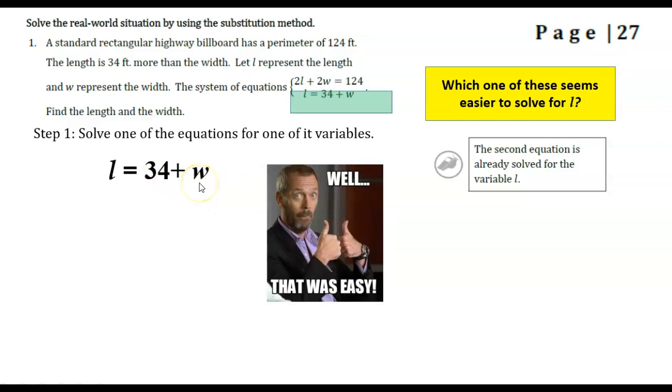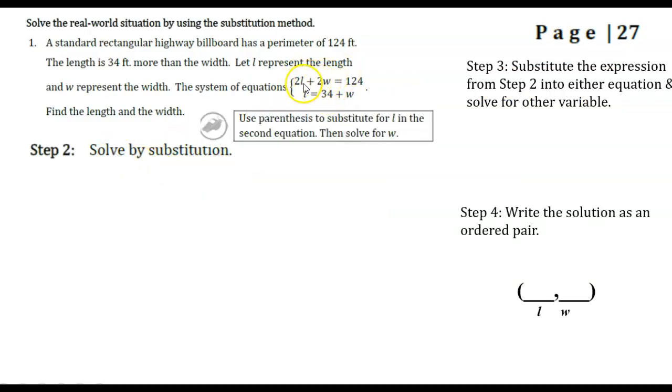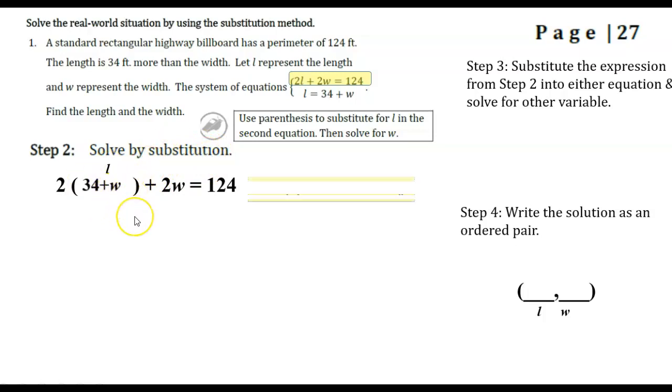At least for step 1, we didn't have to solve much. Now, for step 2, we will take the other equation that we didn't use, in this case 2L plus 2W equals 124. We're going to rewrite that. And instead of writing L, I'm going to leave it blank because we're going to plug in that 34 plus W. And that's what substitution means. We're just replacing a letter with something else.